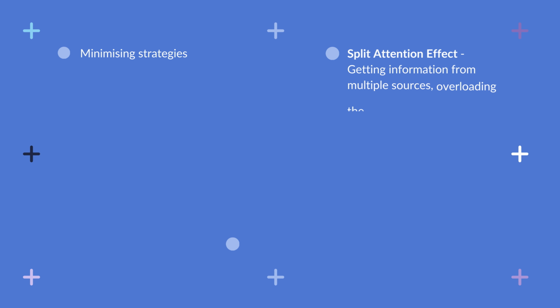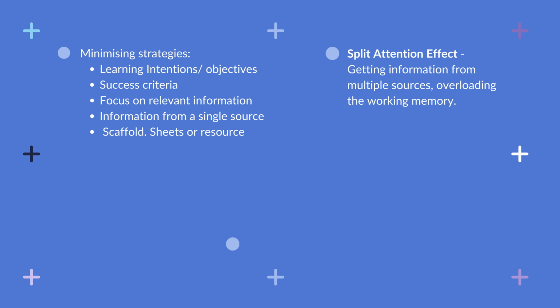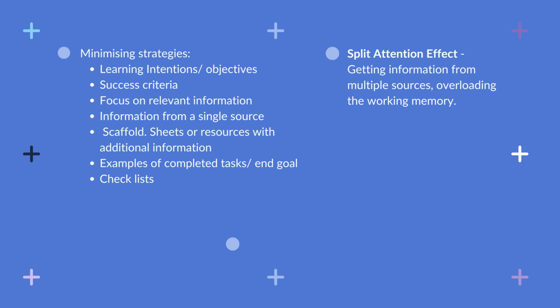Then we looked at minimizing. So when we looked at minimizing, we were looking at things such as learning objectives and success criteria, focusing the attention. We looked at making sure that information is given by a single source, so we don't get the split attention effect, which means that information from multiple sources is a bad idea. It increases cognitive load. We also looked at providing some scaffolding, some bit of information in preparation, some examples, some tasks or checklists, so the child or learner is very aware of what they need to do to be successful.